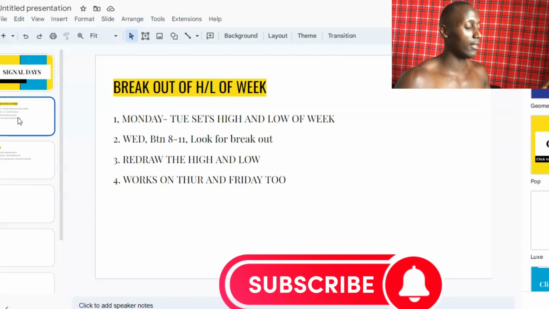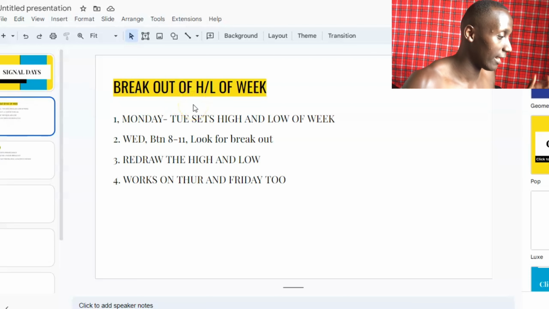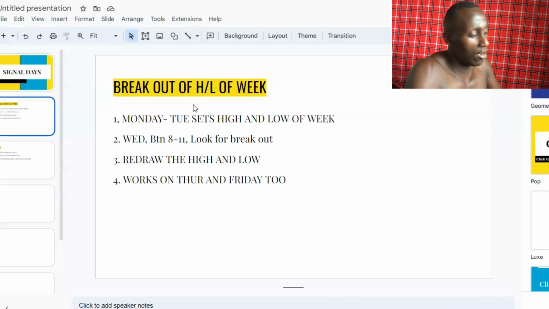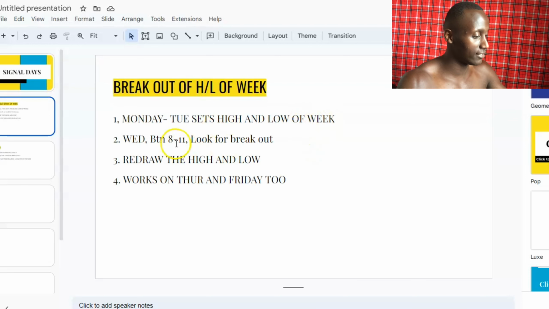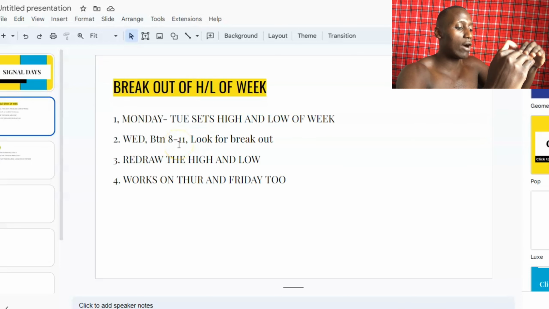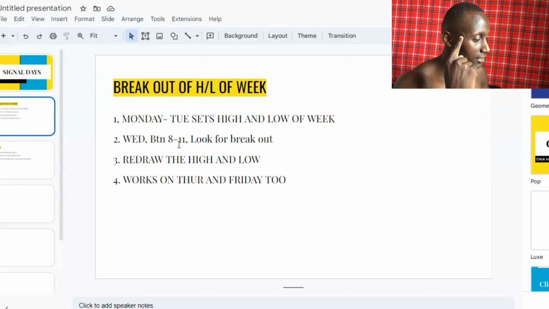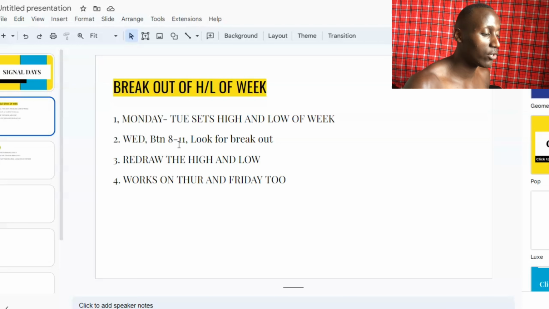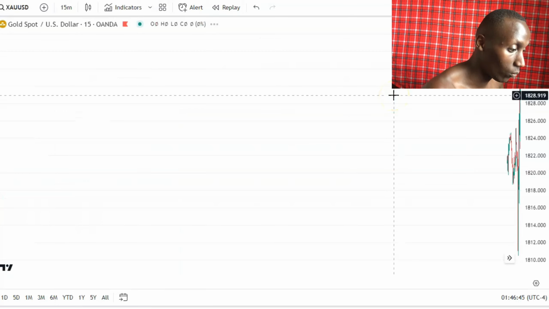The first strategy that I use, the first signal that I am looking at is the breakout at the high or the low of the week. And how does this play out? So Monday, Tuesday sets the high and the low of the week, and then on Wednesday between 8 and 11, I'm using the 15-minute time frame. So I'm looking for a breakout, a break in structure, either to the upside or to the downside. That is a trigger to me that, okay, something might be cooking at the high or the low of the week. Now, let's look at a practical example of how this strategy works.